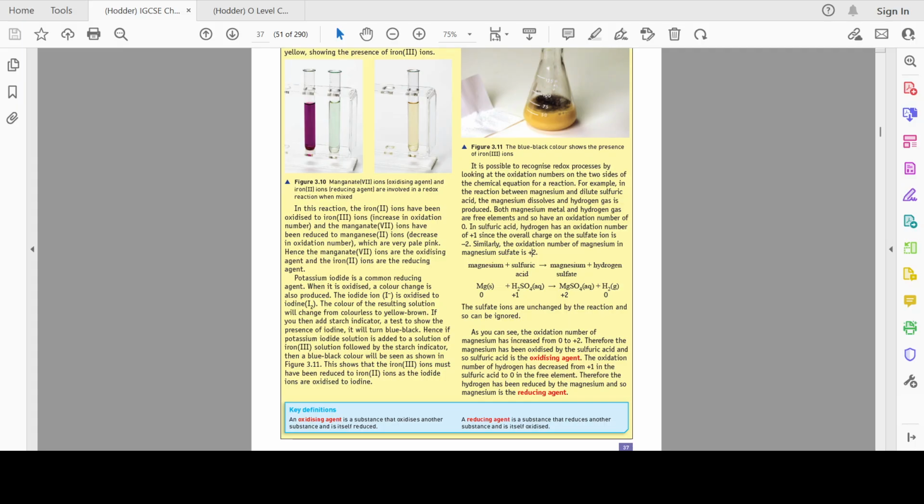And what happened to the hydrogen? Well, it became hydrogen gas. And just like with elemental iodine, what is the oxidation number of elemental hydrogen, diatomic hydrogen? 0. So it went from +1 to 0. That means the oxidation number was decreased. And so hydrogen ended up being reduced.